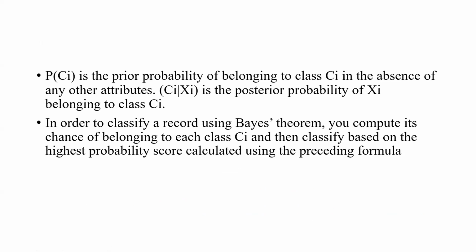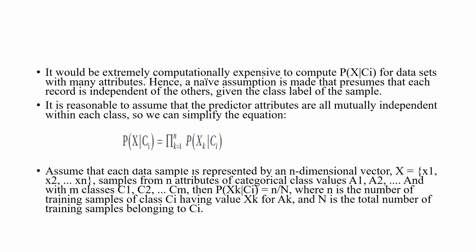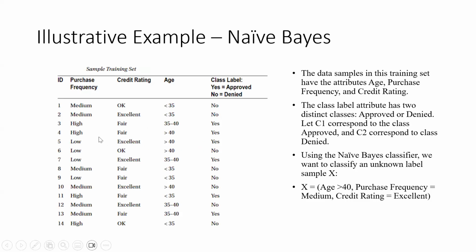In order to classify a record using the Bayes theorem, you compute its chance of belonging to each of the classes Ci, that is C1, C2, C3, and then classify it based on the highest probability score calculated using the preceding formula. It sounds a bit abstract, but let's take a practical example. This will make much more sense. So let's say we have a sample training set.